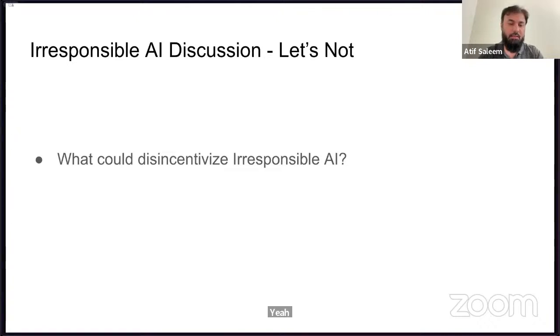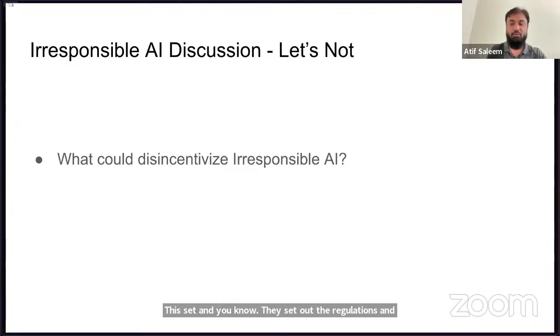I think policymakers or law enforcement can step up. They set out the regulations and laws, etc., so that you scrutinize those individuals or organizations who practice irresponsible AI. That will be a contributor.